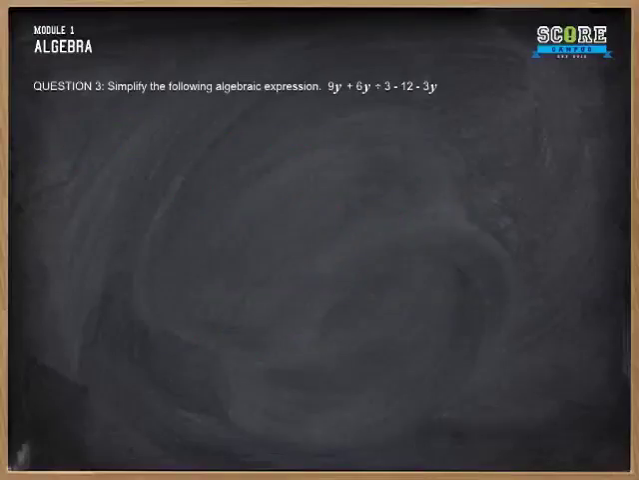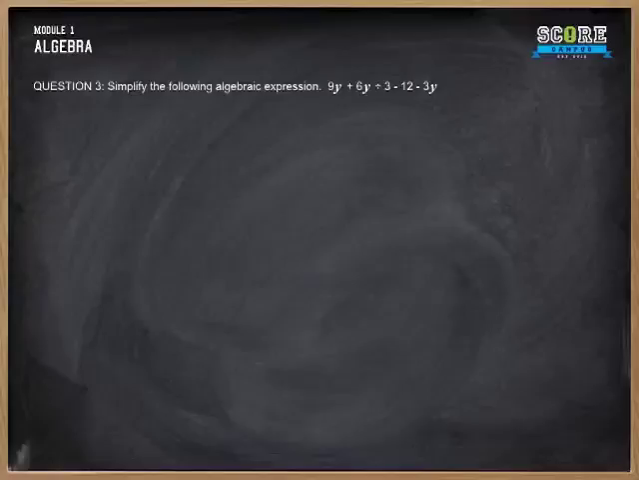Question 3. A little trickier, a little longer. Simplify the following algebraic expression. 9y plus 6y divided by 3 minus 12 minus 3y. Remember to do multiplication or division first. We can add in brackets to make it clearer.